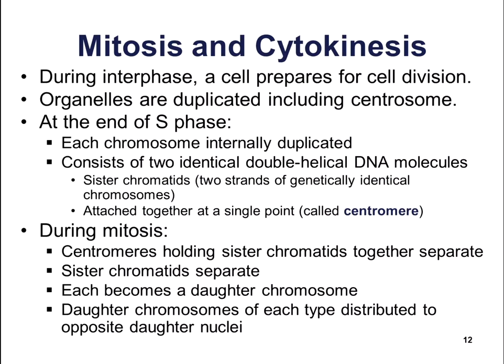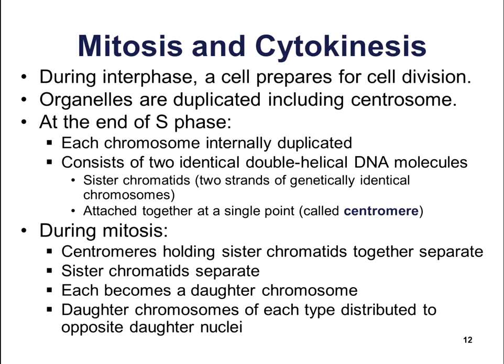So, during interphase, the cell is preparing for cell division. Organelles are duplicated, including a centrosome. At the end of the S phase, each chromosome internally has been duplicated. So it consists of two identical double helical DNA molecules. We have what are called sister chromatids, two strands of genetically identical chromosomes. And they are attached in the middle at what we call a centromere. So sometimes they look like little X's.